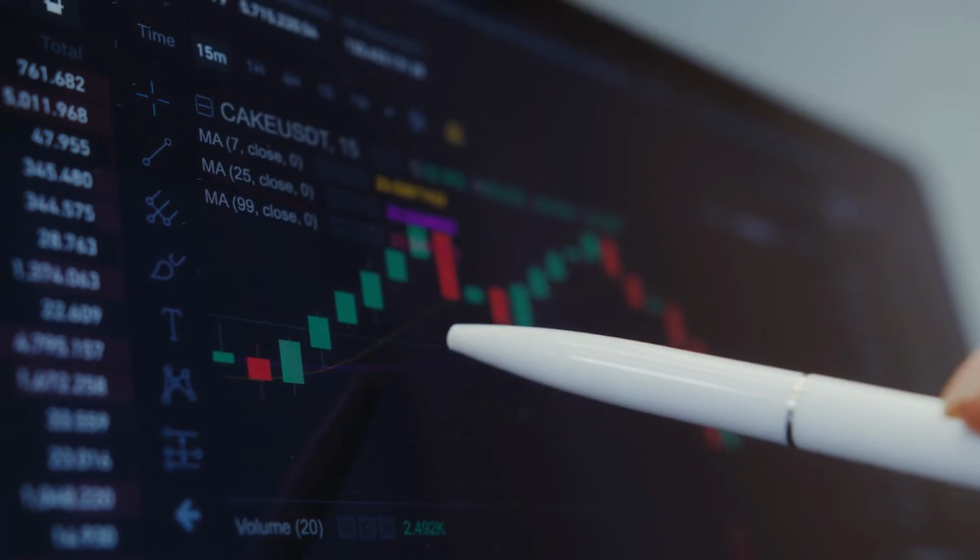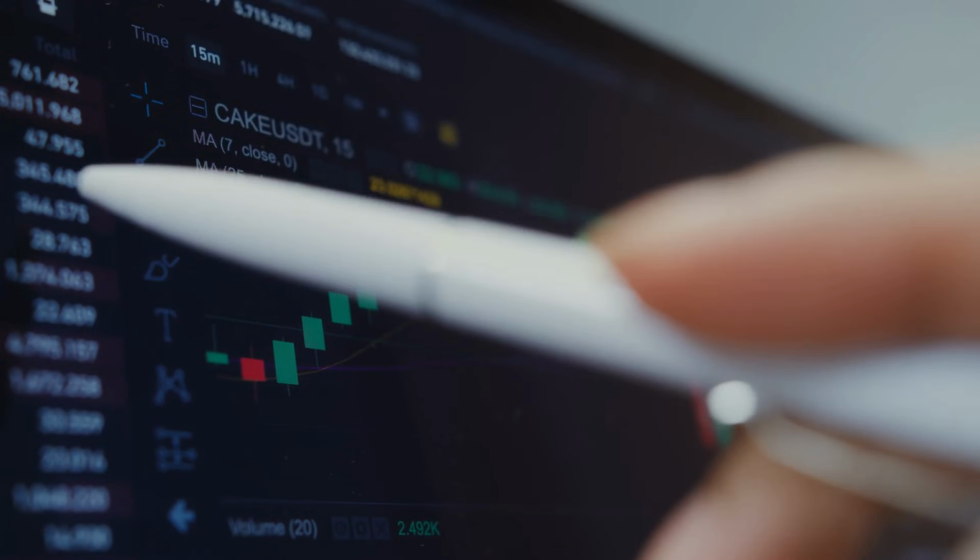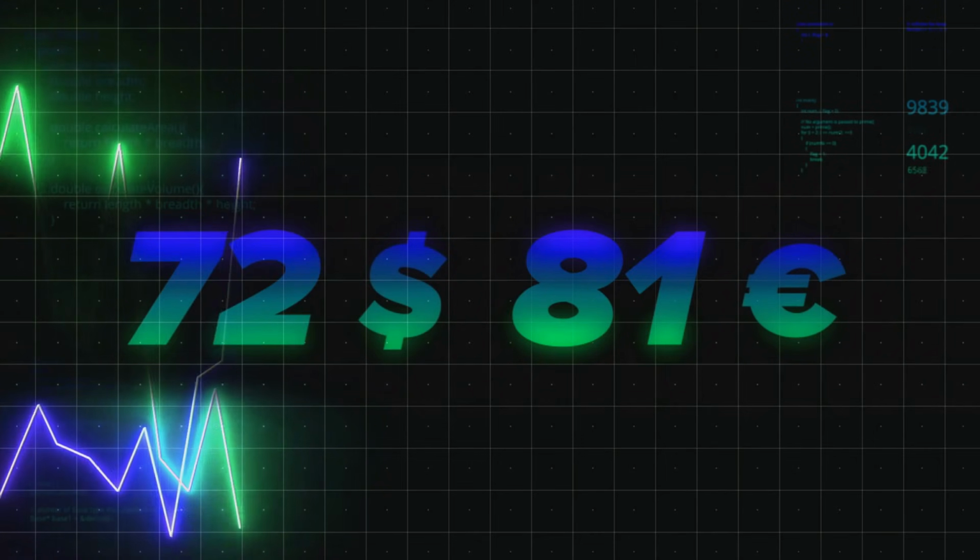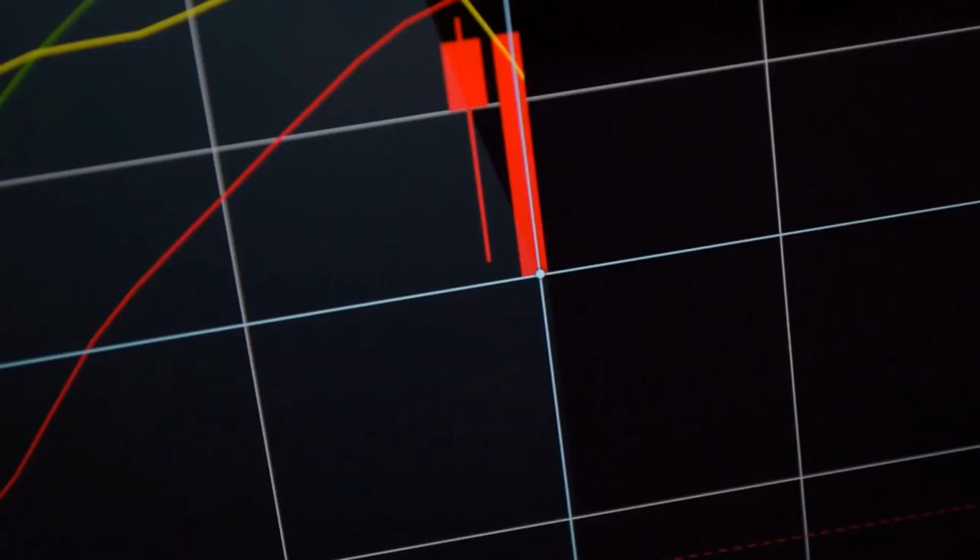To understand our USO bull call spread, we need the break-even point. It's calculated by adding the net premium to the lower strike price. Our break-even point is $76.50. Above this, we start making a profit. Below this, we incur a loss.